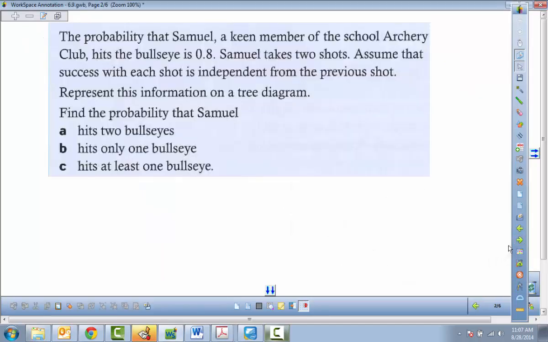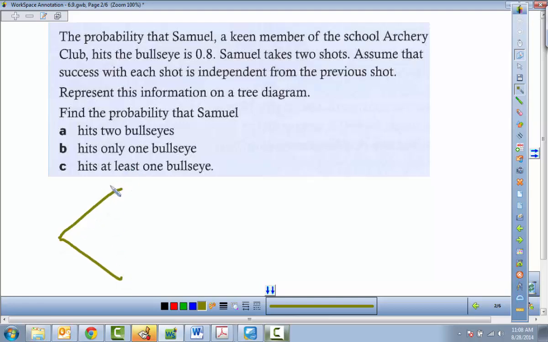So we have an archery student, an archery member. Probability that he hits the bullseye is 0.8. Samuel takes 2 shots. The shots are independent from each other. We're going to represent this information on a tree diagram. So this first set of branches represents shot 1, and he either hits on shot 1 or he misses on shot 1.